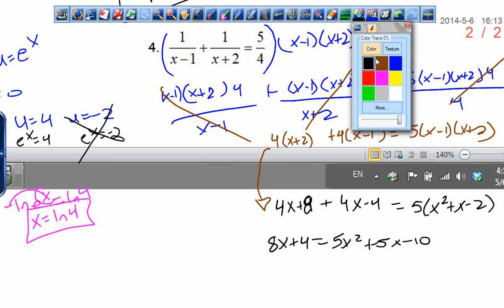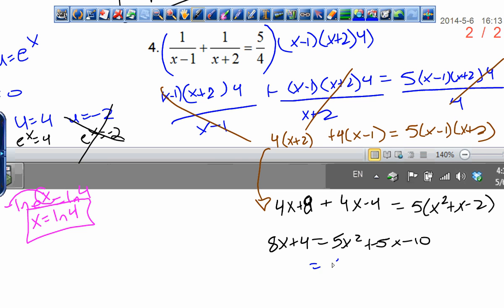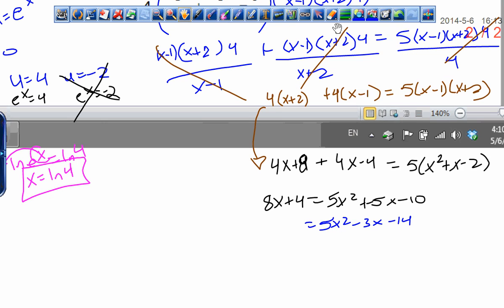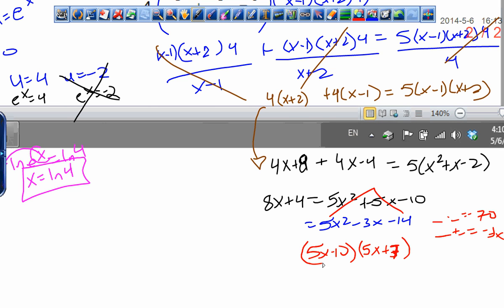Last thing I'm going to do before I factor is get all that stuff on the other side. So I get 5x squared minus 3x minus 14. Now to factor that, we do AC method or the magic method. Either way, we're going to start with that. That gives me negative 70. So factors of negative 70 that add up to negative 3x. That is going to be negative 10 and positive 7. So we can divide both of these by 5 using the magic method.